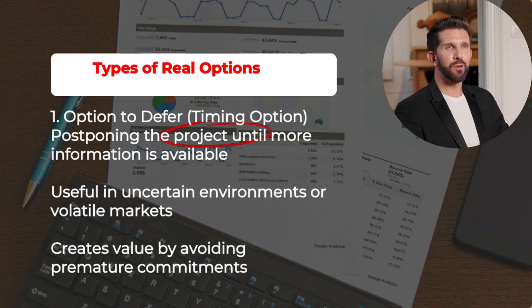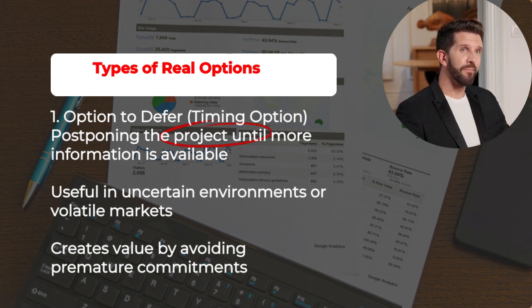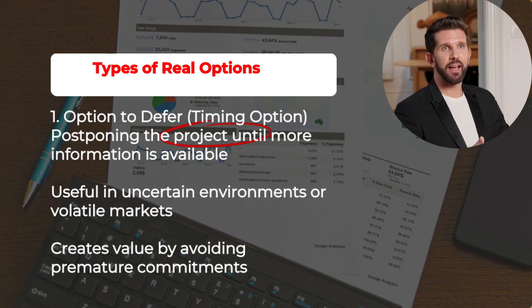4. Option to abandon. Terminating the project midway and salvaging residual value helps avoid further losses, especially valuable in volatile or speculative industries. Example, selling machinery and exiting an underperforming plant. 5. Option to switch. Flexibility option. Flexibility to switch inputs, outputs, or processes based on external factors. Mitigates risk from price shocks or regulatory changes. Example, switching between oil and gas in a power plant depending on prices.